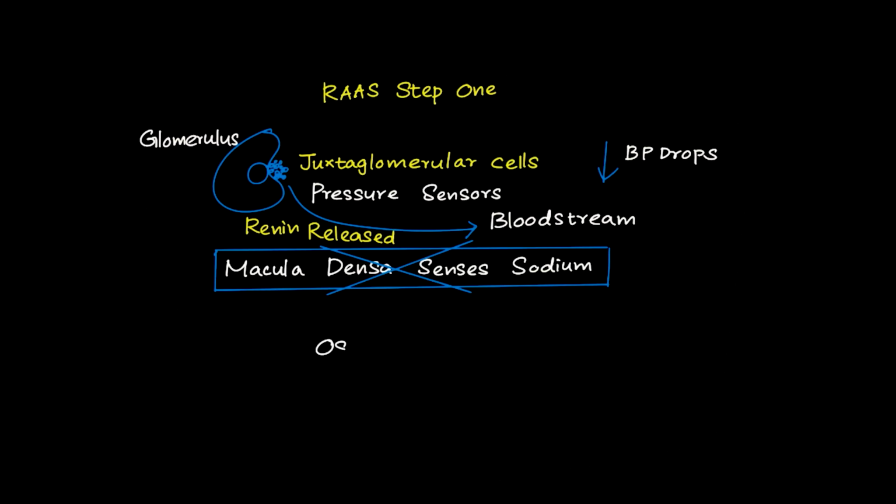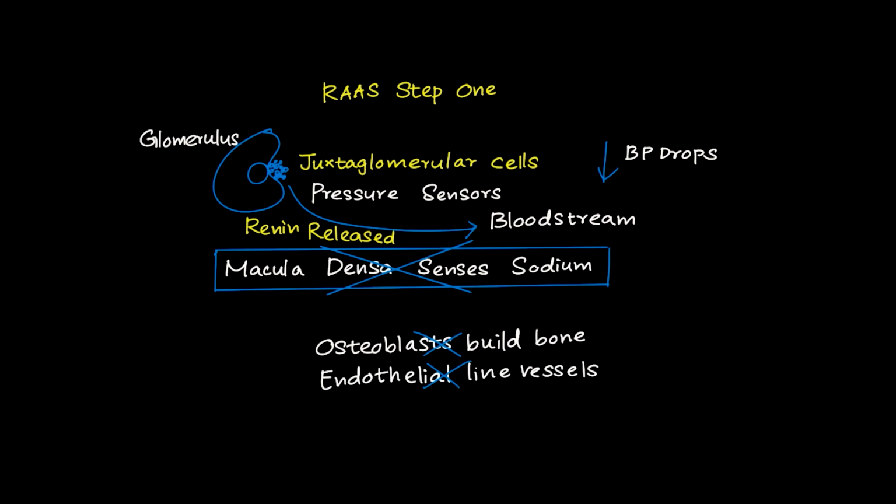Now the other options miss the mark for clear reasons. Macula densa cells sit in the distal tubule and sense sodium concentration, not pressure directly. Osteoblasts build bone, so they belong in the skeletal system entirely. Endothelial cells line vessels and regulate tone, but they do not secrete renin. The key word here is first detect the pressure change. That points straight to the JG cells near the glomerulus.